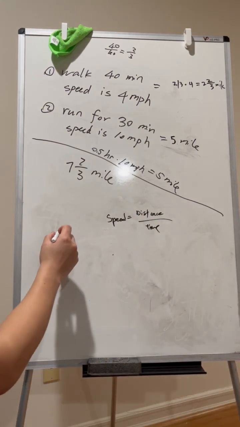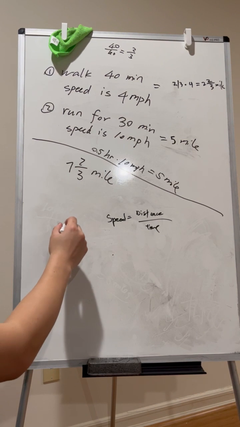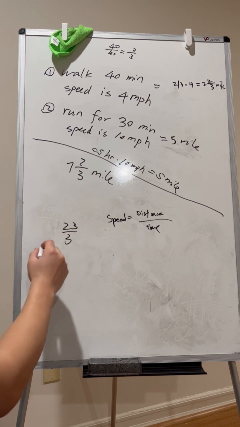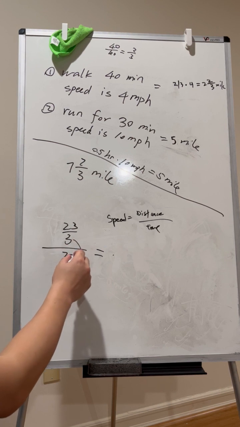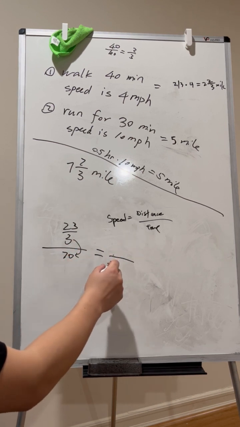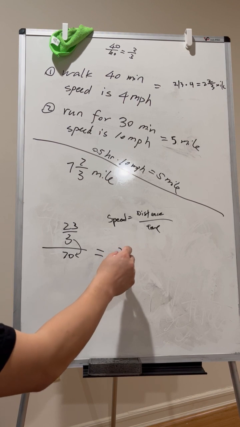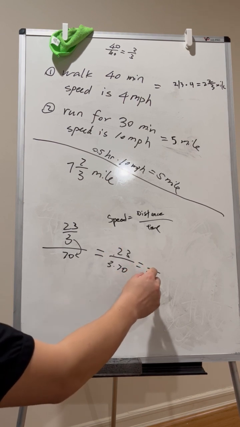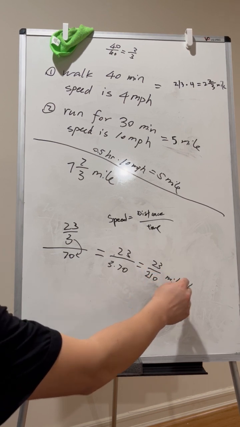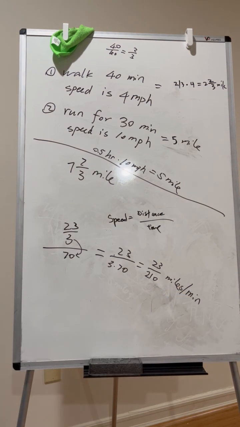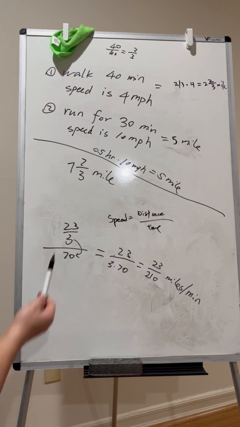I will teach you it again. Okay, so this is correct. Over 70 equals, you move 3 down here. So equals 3 times 70 over 23 equals 210 over 23 miles per minute. Okay? You forget about how to do this, simplify it, right?